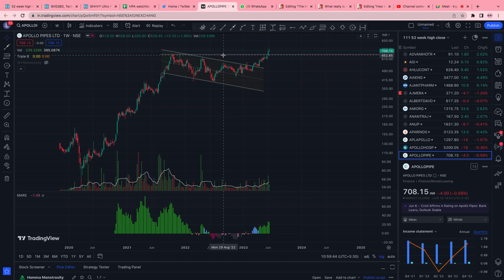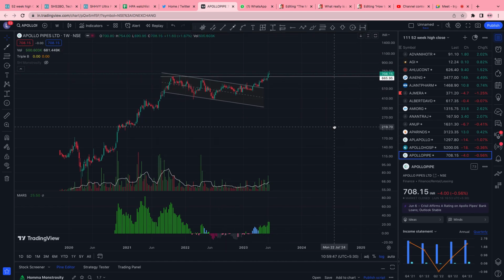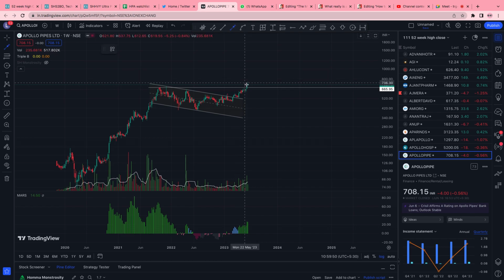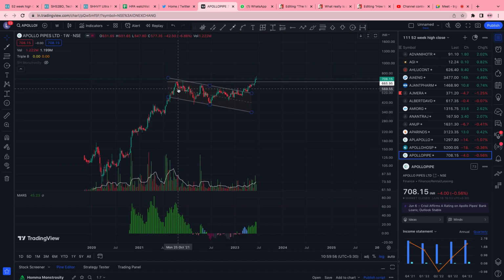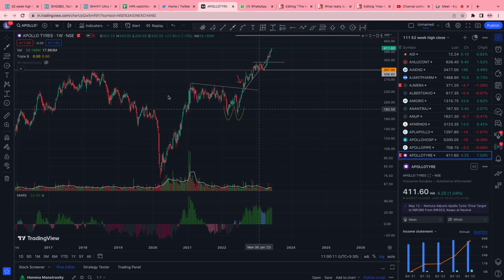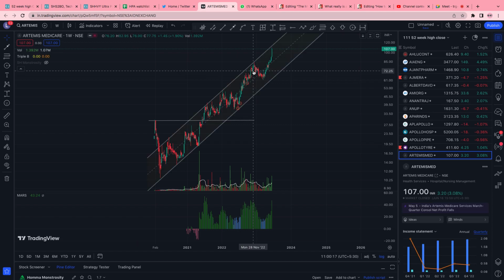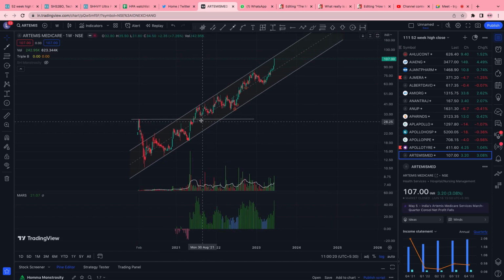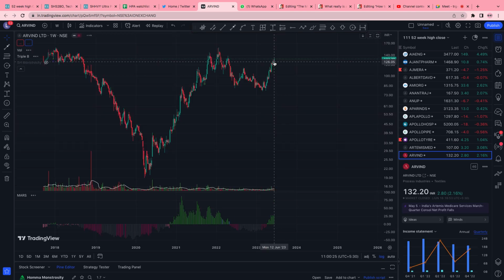See, Apollo Pipes, this has just started its uptrend now, and you can imagine that this uptrend will sustain if the general market also sustains. That is why, rather than putting your money in a stock which is somewhere far away from its high, putting your money here would be a better idea. Apollo Tyres similarly broke out from ATH way back in November itself. Artemis Medicare has been in an uptrend, it is in an IPO base, and has already done like 2x from the IPO base.